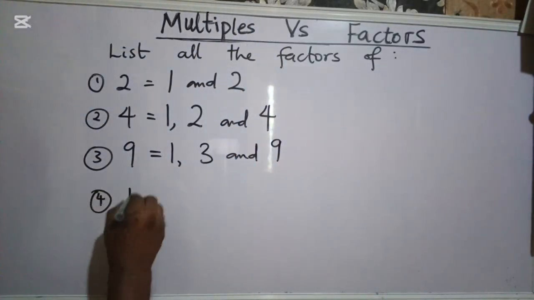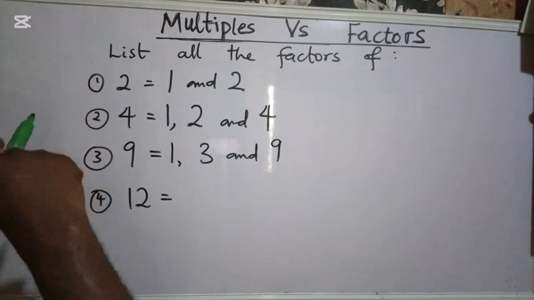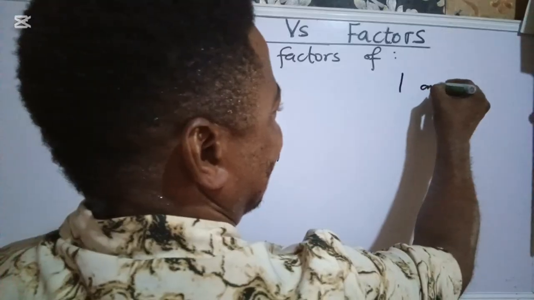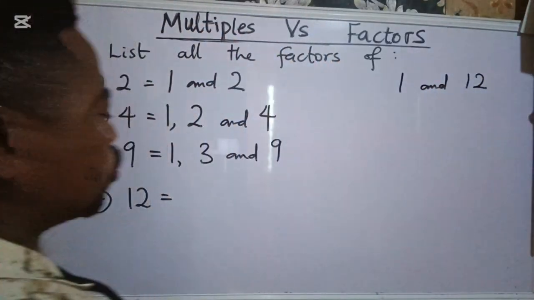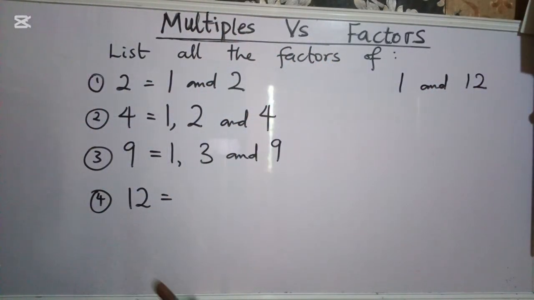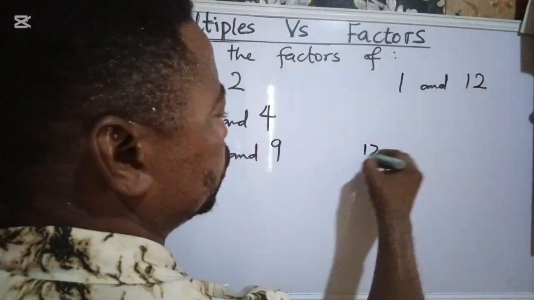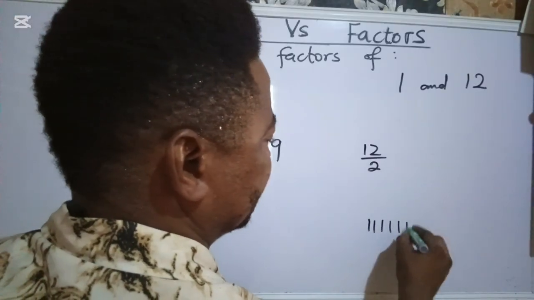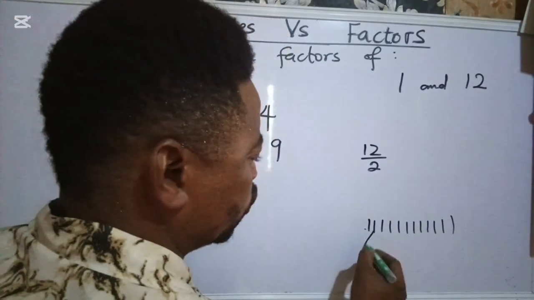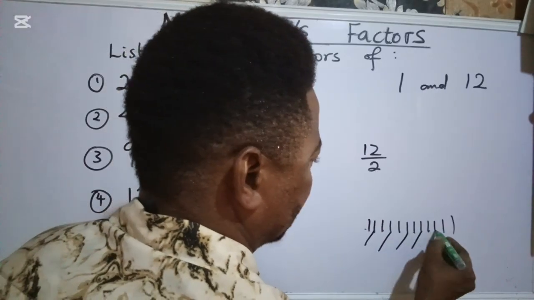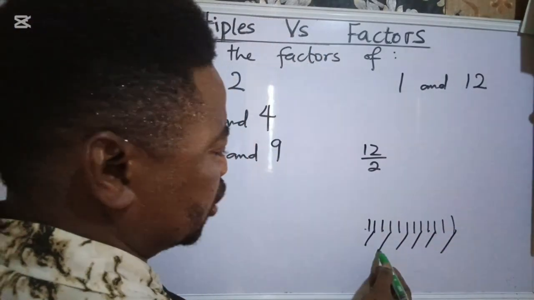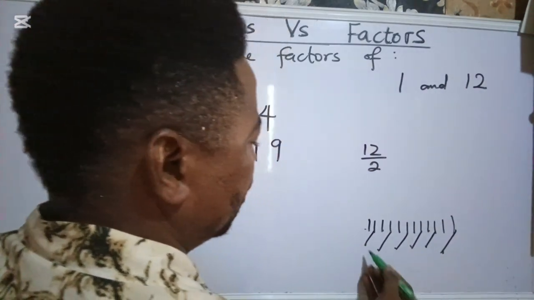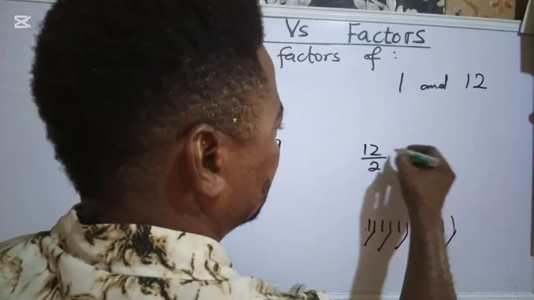Number 4, 12. How are we going to do this? Just say the same thing. The first factor of 12 is 1, and the last factor of 12 is 12 itself. So now try. Can 2 divide this? You don't know. Okay, let's try. 12 divided by 2. You get what? Counting in 2s up to 12, how many times? 1, 2, 3, 4, 5, 6. So the answer is 6.